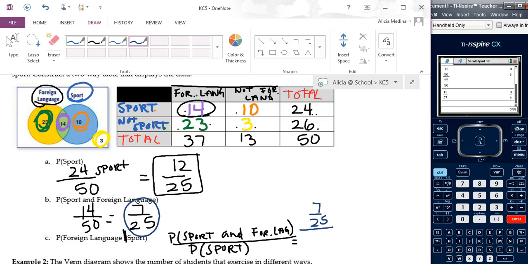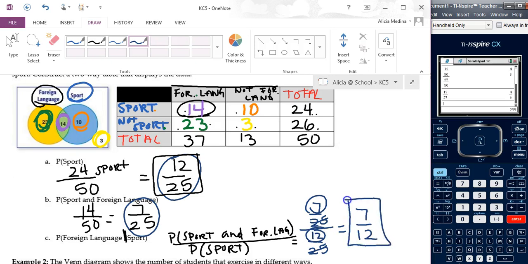And then what is the probability of someone playing sport? Well, that was our answer right here. So that was going to be 12 over 25. And again, you see that those denominators are the same. They'll become a 1 when you divide those fractions. So I'm really only going to be dividing that 7 over 12, which cannot be simplified. So that is my final answer. Those are the people that I've already separated from sports and not playing sports. And out of the people that played sports, how many also took a foreign language?